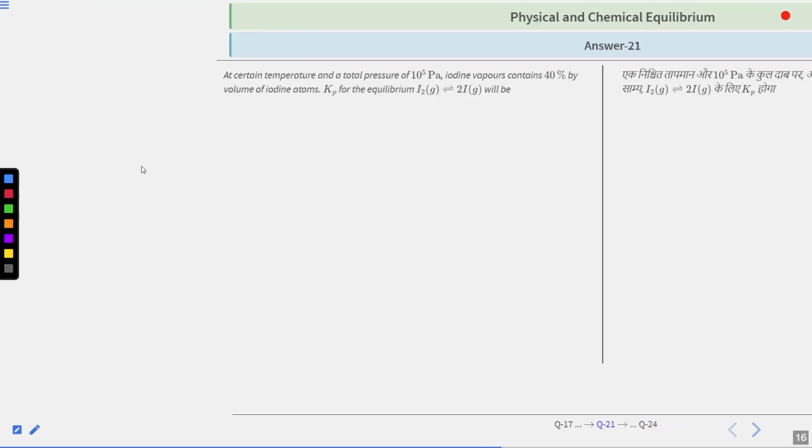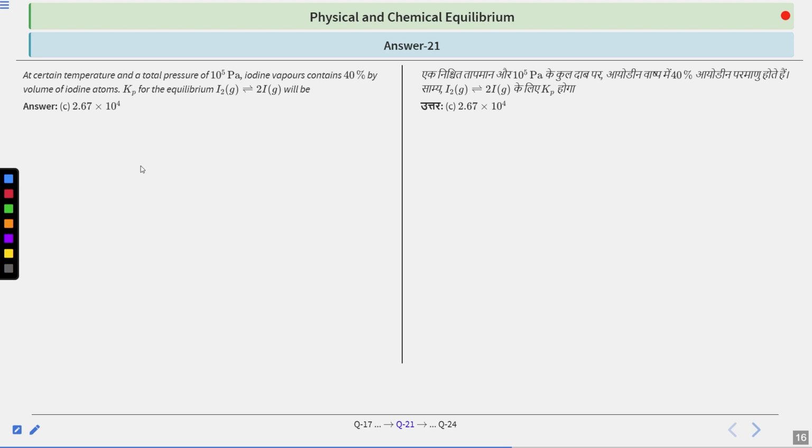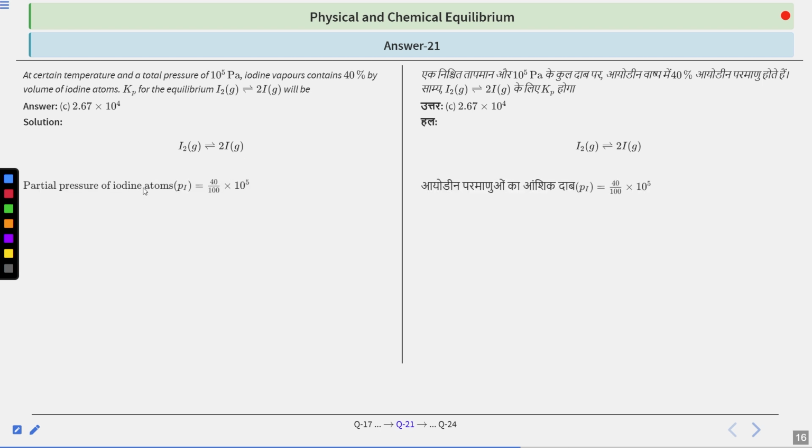Okay, your time is up. For those who have solved it, the correct answer is C, 2.67 into 10 to the power 4. This was our equation. Now the partial pressure of iodine atom will be 40 by 100 into 10 to the power 5. It is given that the iodine vapor contains 40% by volume atoms, so we can write it in this way. That corresponds to 0.4 into 10 to the power 5 Pascal. So this is our partial pressure of iodine atom.